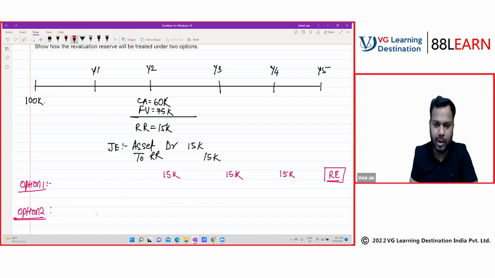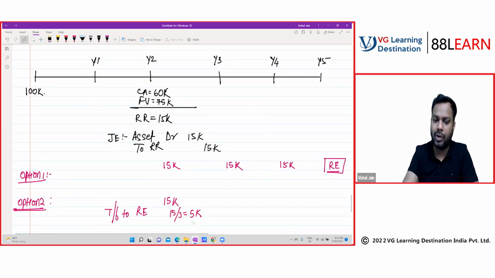Option number 2. It was 15K here, and now it is transferred to RE, retained earnings, over the remaining life. What is the remaining life? 3 years. So 15,000 divided by 3 is 5K, which is transferred to RE.